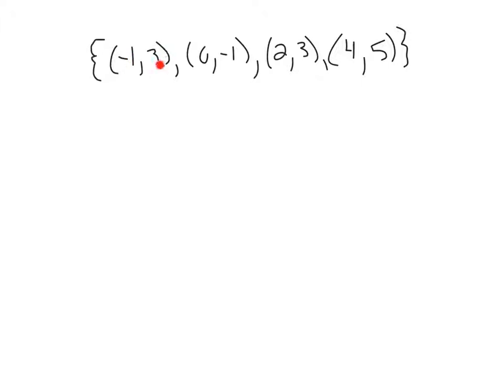So does -1 only go to one number? Yes. Does 0 only go to one number? Yes. Does 2 only go to one number? Yes. Does 4 only go to one number? Yes. Now you may be thinking, whoa, -1 goes to 3 and 2 goes to 3. That's okay. It doesn't say that they can't go to the same number. It's just that -1 has to go to exactly one number or only one number. So this particular relation here is a function.